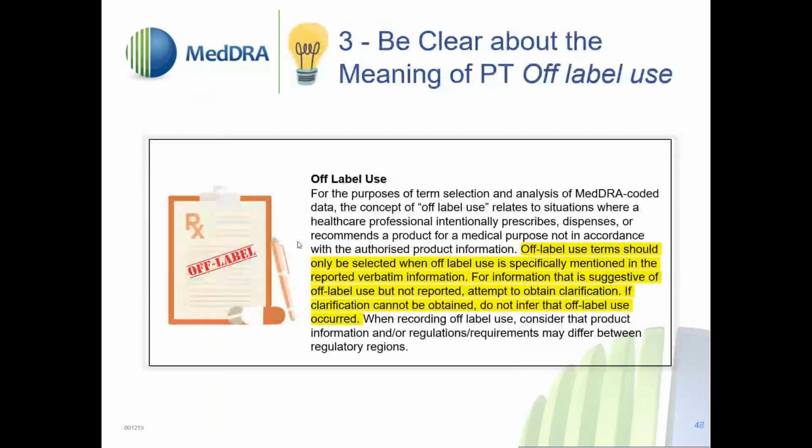The next principle refers to off-label use. Always consider the criteria and information required to select a term under the PT off-label use. Off-label use relates to situations where a healthcare professional intentionally prescribes, dispenses, or recommends a product for a medical purpose not in accordance with the authorized product information. It has to be an HCP, it has to be intentional, and for a medical purpose in the context of therapeutic use. So these are the criteria that must be met for the high-level classification.